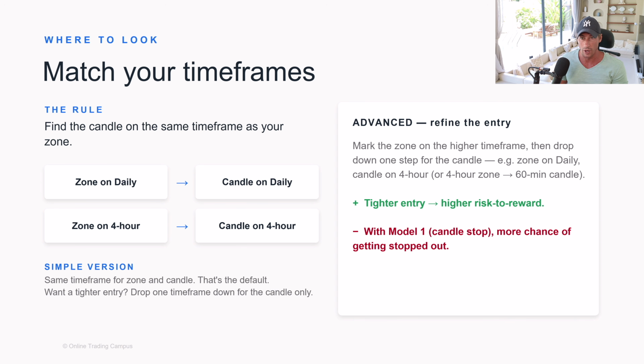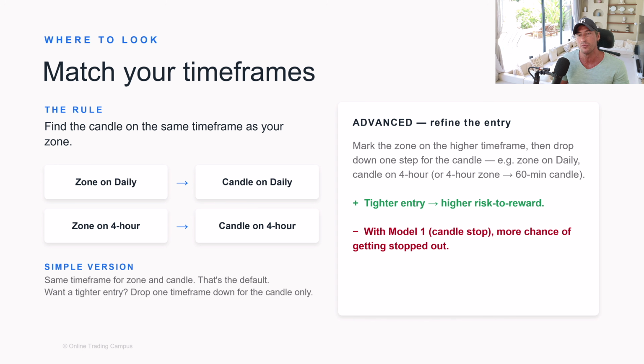First one, where do you look for these patterns? Simple rule first, look for the engulfing candle on the same time frame as your zone. If you marked your zone on the daily chart, you look for your engulfing on the daily chart. If you marked your zone on the 4 hour, you look for it on the 4 hour, same time frame. That is the default. And it is what most people should do.